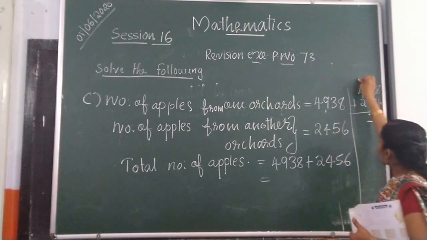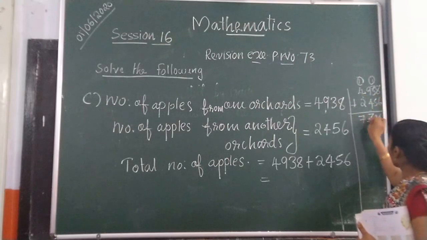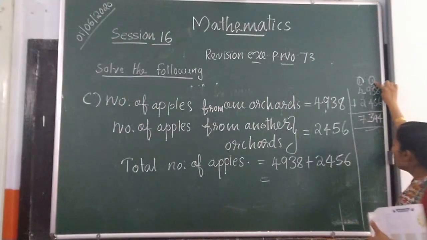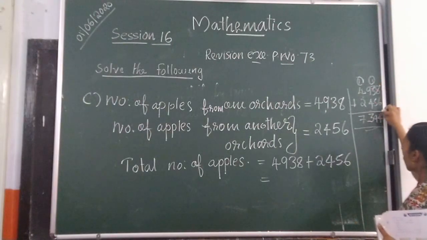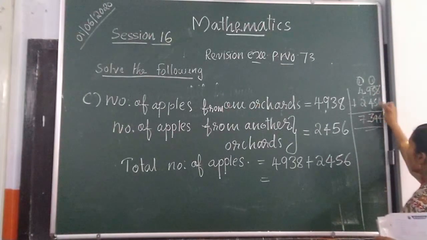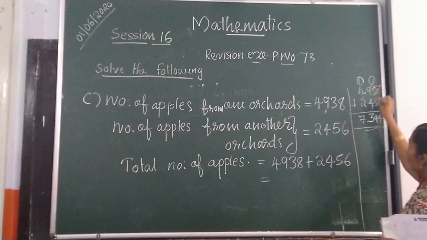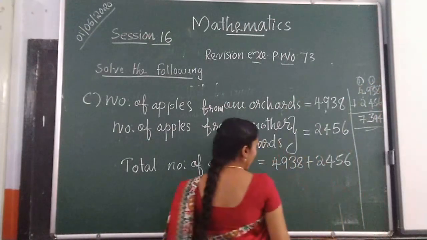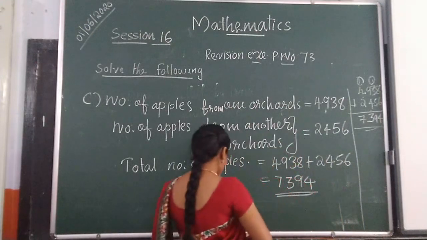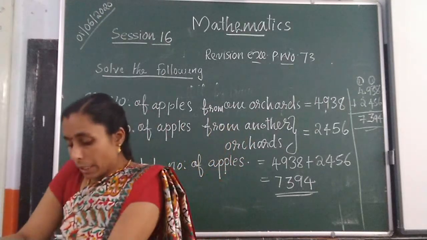1 plus 4, 5. 38. Again, 1 carry over to the thousands place. Then 1 plus 4, 5. 5 plus 2, 7. Total number is 7394. Then question number D.